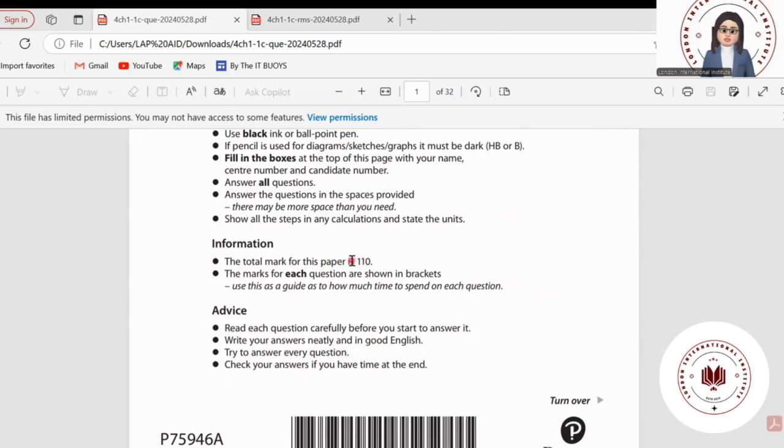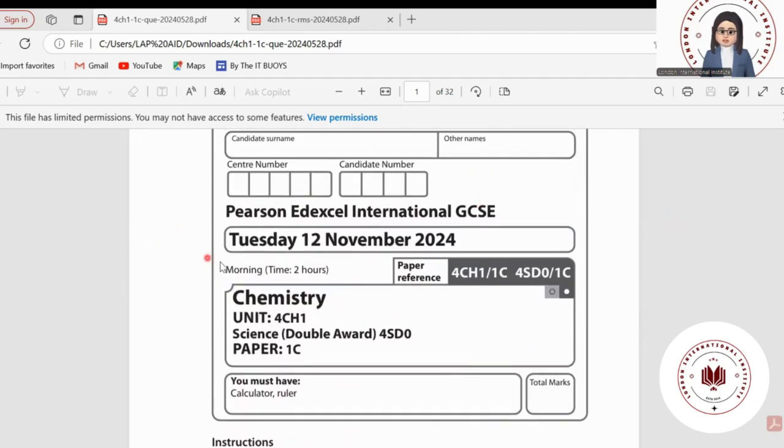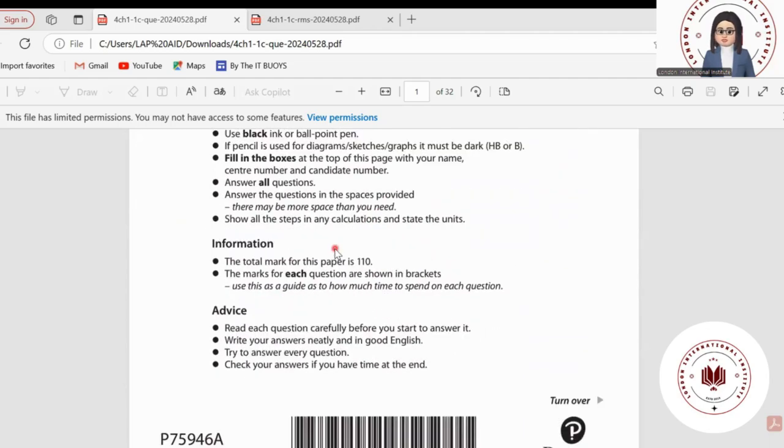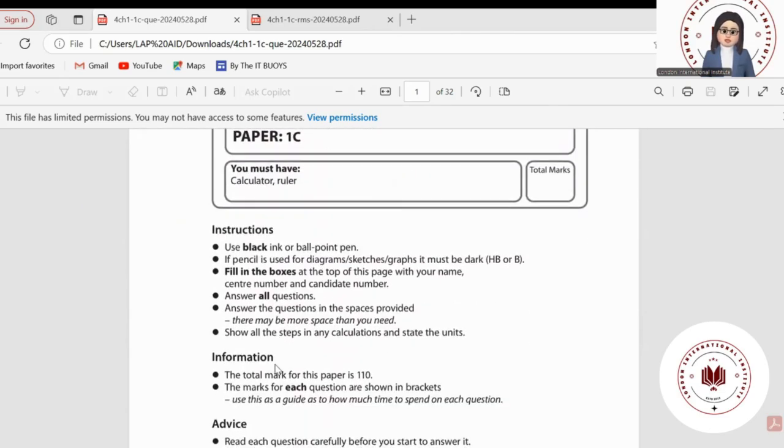So there are 110 marks for this paper, and you will get 2 hours to solve it. So I think if we can finish the paper within 1.5 hours, you're still going to get 30 minutes to revise and check for your mistakes. That I think is really important when you are in such a stressful situation like giving an exam.